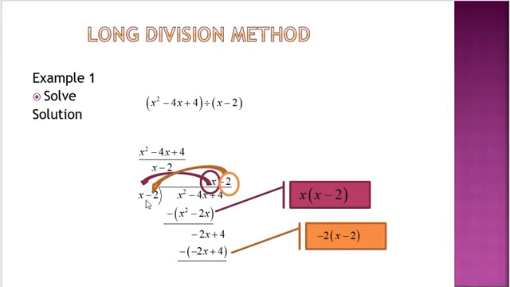So this is x minus 2. How many times of this are we going to get x squared? How many times this x minus 2 will get you x squared over here? So what we did is simply put an x over here.